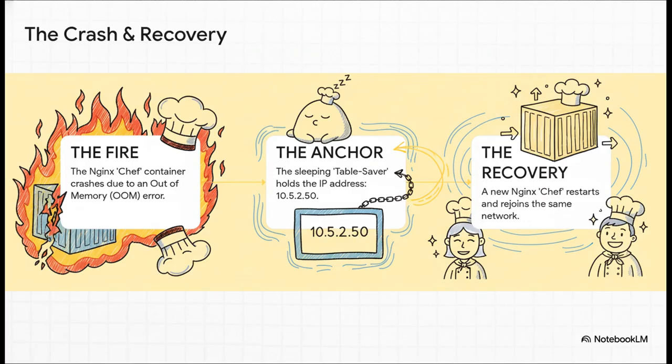But look really closely at step 2. Our little sleeping table saver friend, it was there the whole time, completely unbothered, just holding on tight to that table reservation, that IP address, 10.5.2.50. And because it never left, Kubernetes can pull off a seamless recovery in step 3, sending a brand new Nginx chef right back to the exact same spot.